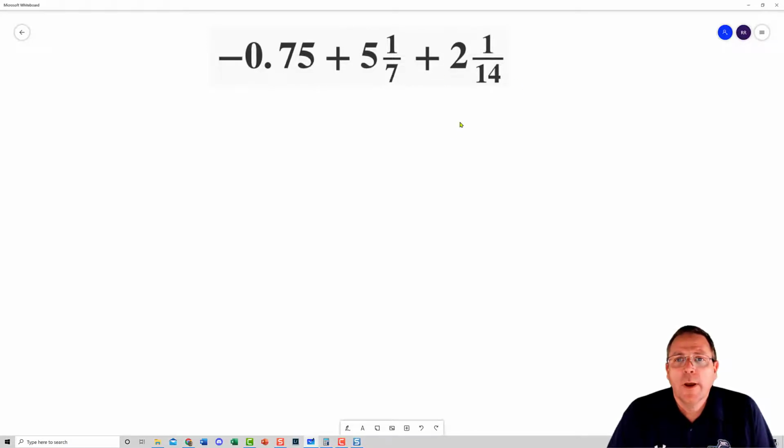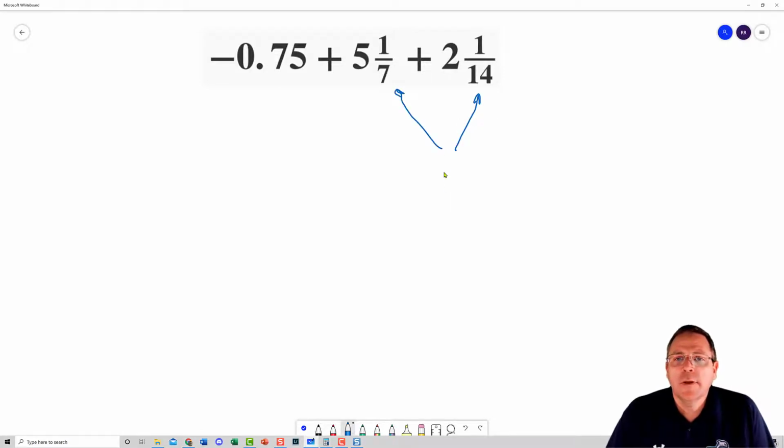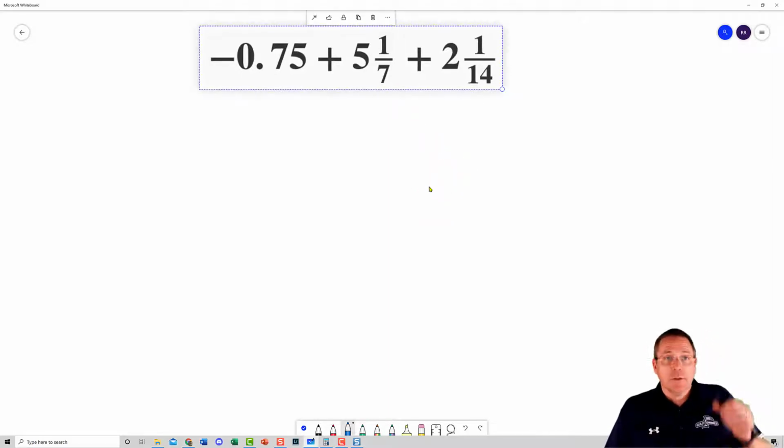I'm going to start off by noting that both 14 and 7 have 7 as a factor. And because they have 7 as a factor, we cannot work these as a terminating decimal. We're going to have to work them as fractions at some point. So let's get started on it.